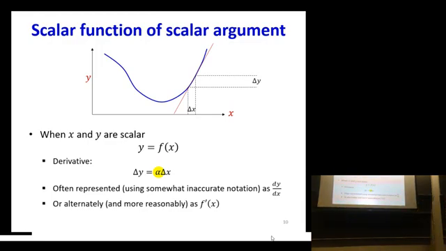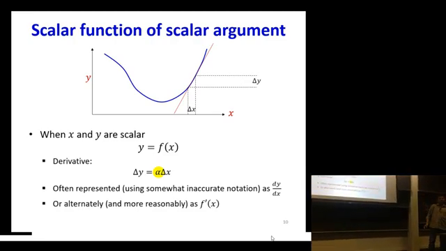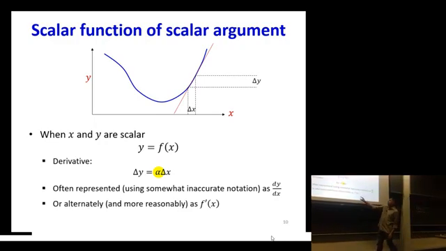That's a very poky representation which causes a lot of confusion when you begin dealing with multivariate functions. But for scalar functions, it's perfectly fine. But a more reasonable way of representing it is just saying f prime of x, where f of x is the relationship between y and x, right?